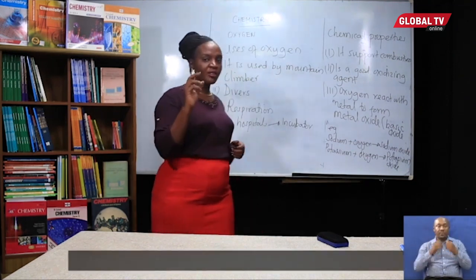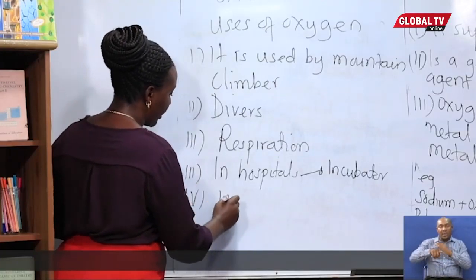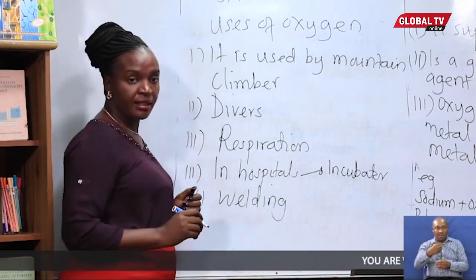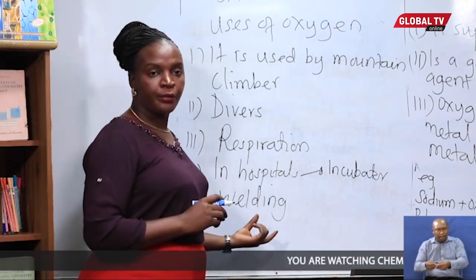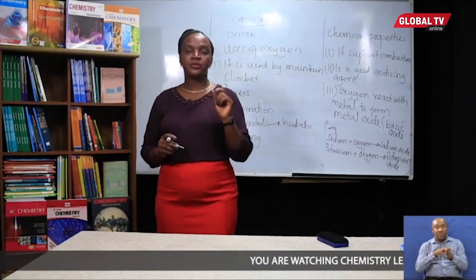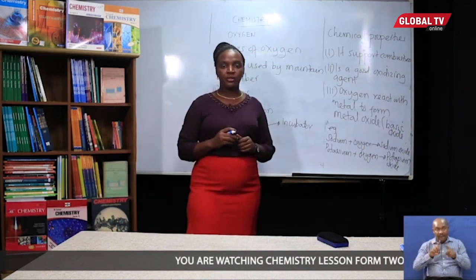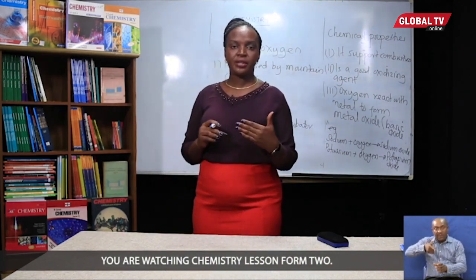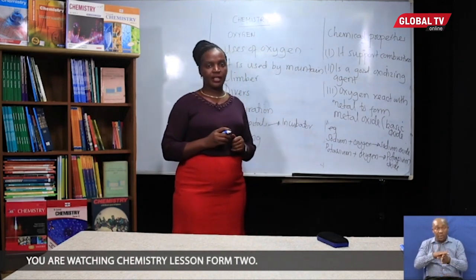But also it is used for welding purposes. Welding, that is, it assists in the melting of metals. There is a flame known as the oxyhydrogen flame. This oxyhydrogen flame is used during the melting of metals. So these are the uses of oxygen gas.